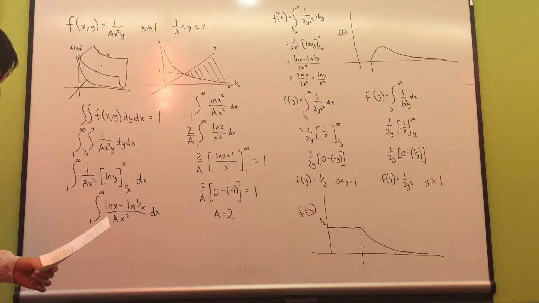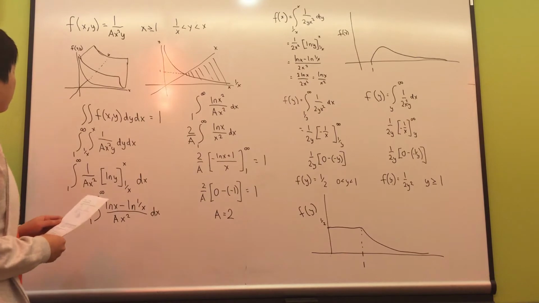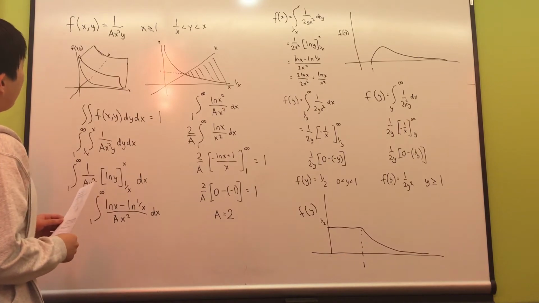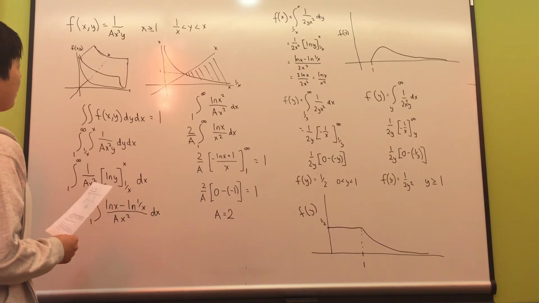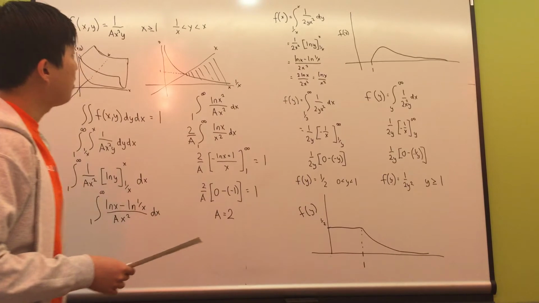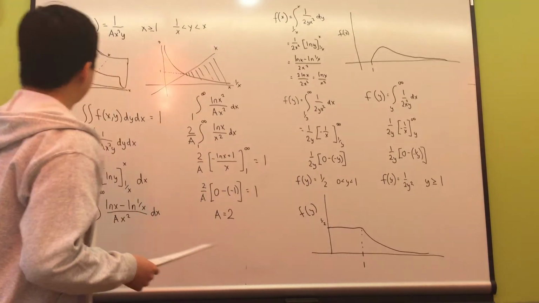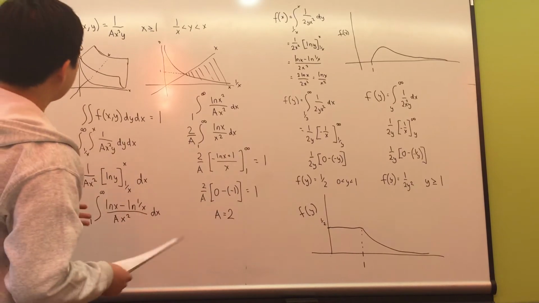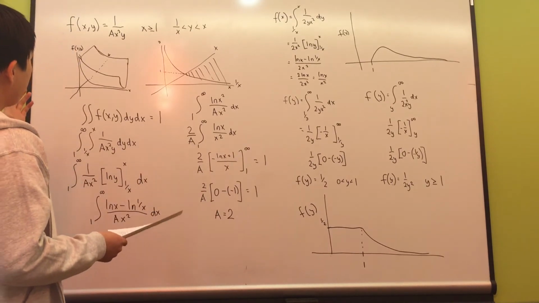Okay, so this is homework 5, problem 2. We're given that f of x and y is equal to 1 over a times x squared times y, for x greater than 1, and the bounds of y go from 1 over x to x. So what does this look like graphically? It's in 3D, but we can rationalize it.